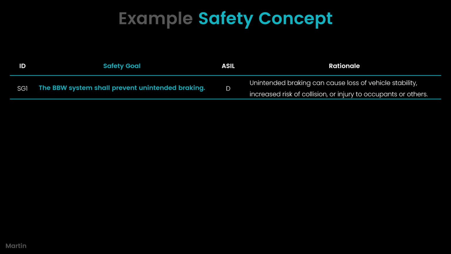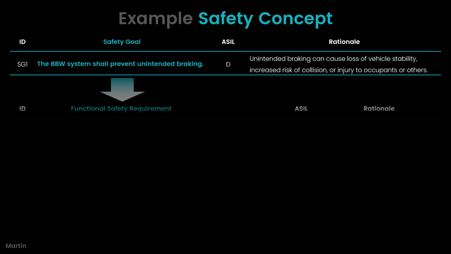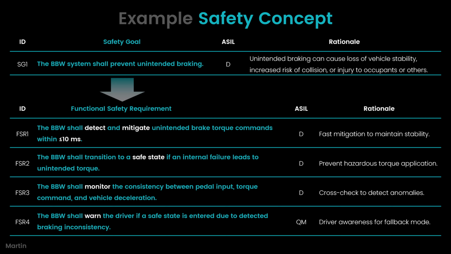Here's an example of a safety goal. The brake-by-wire system shall prevent unintended braking. From this high-level safety goal, several functional safety requirements are derived to ensure the system behaves safely under fault conditions. These include implementing fault detection and isolation to identify and contain failures, enforcing timing constraints to maintain real-time responsiveness, defining a safe state, such as controlled braking or pressure release, in case of faults, and providing monitoring and warning mechanisms to alert the driver or higher-level systems.